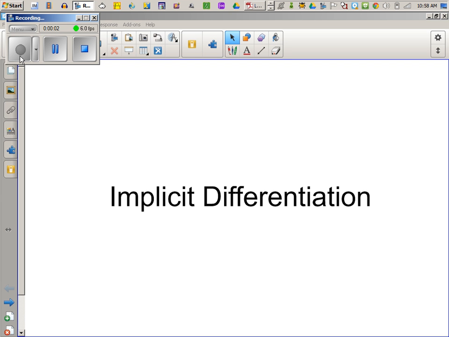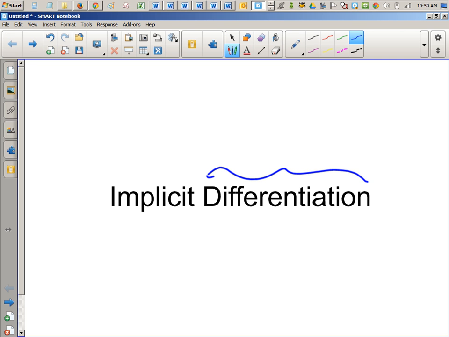Okay, so the title is Implicit Differentiation. Implicit differentiation. Remember, differentiation really just means finding the derivative. Finding the derivative, or the slopes. Okay? What does implicit mean? That's maybe a new word for you.